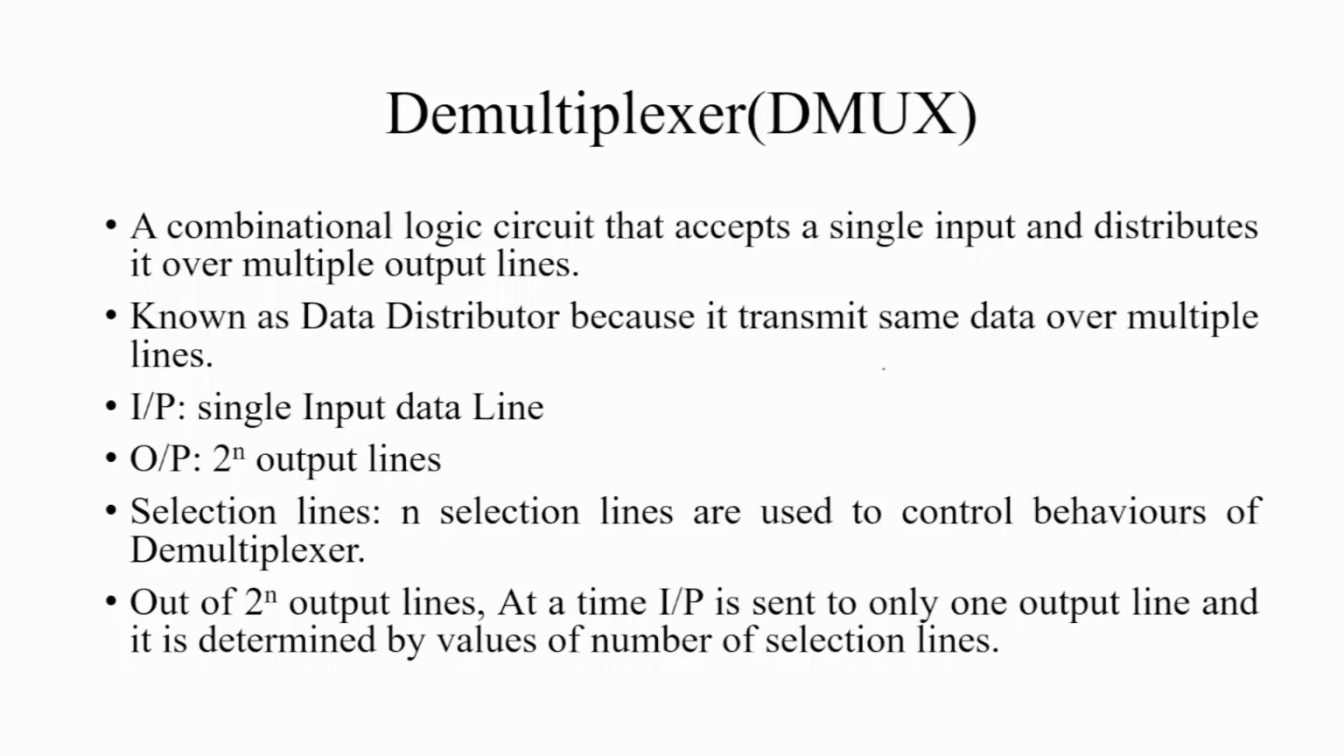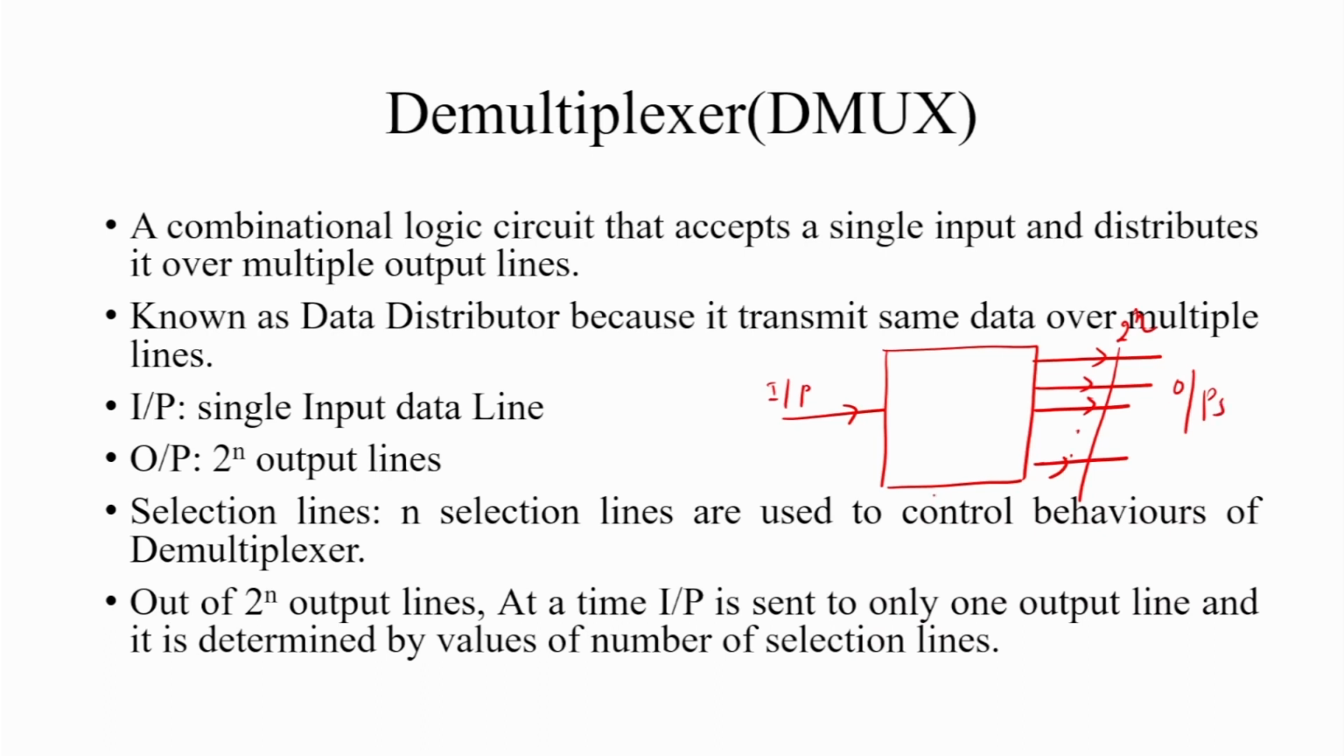Now, in the general block diagram of a demux, there is a single input line, and a maximum of 2 to the power n output lines, and at a time only one output line is active. This depends on the number of selection lines. This is a 1 of 2 to the power n demux. It is also denoted in short as a demux, which is known as a demultiplexer.